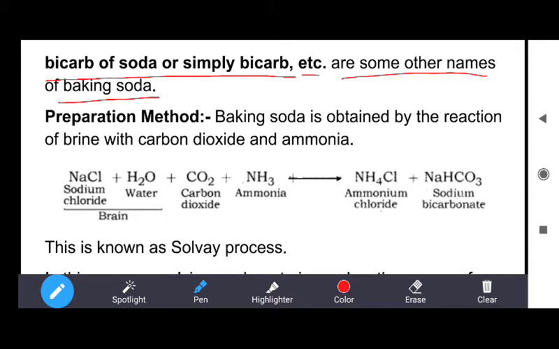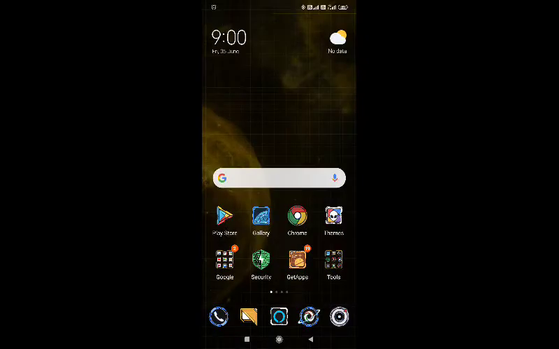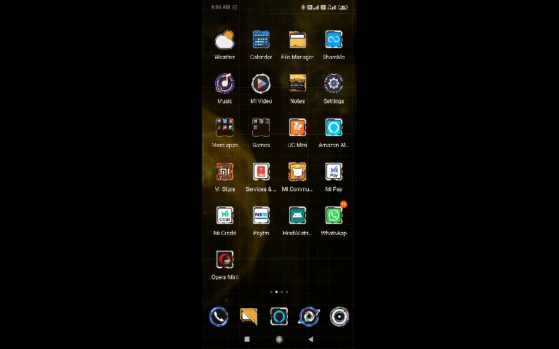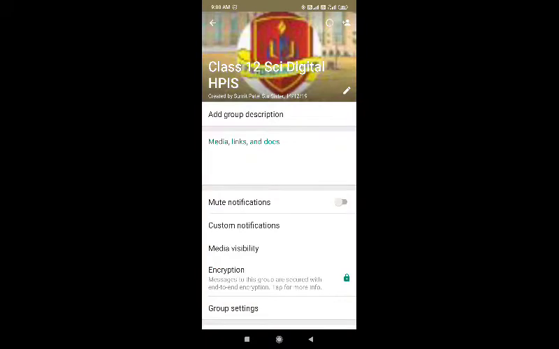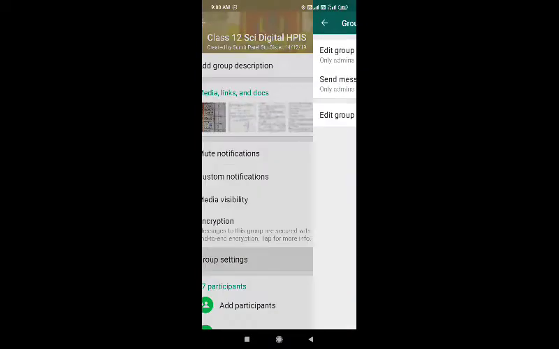Give me one minute, I will close the WhatsApp notification, because if I do not close it, many students will send messages.